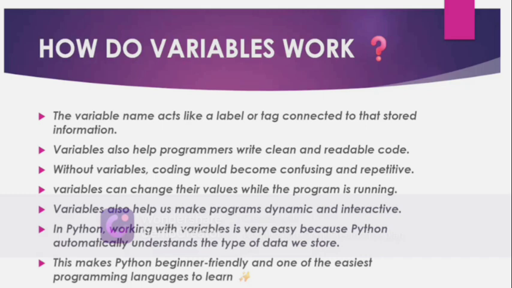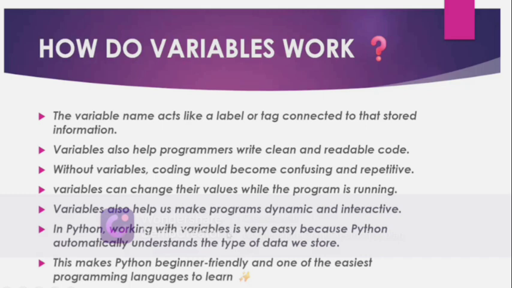In Python, working with variables is very easy because Python automatically understands the type of data we store, like string, float, or integer. These are data types, I will tell you in the next video. This makes Python beginner friendly and one of the easiest programming languages to learn. Yes, so variables make Python beginner friendly and one of the easiest programming languages, not like HTML, C++ or Java. You can also make notes side by side, and this was how variables work.